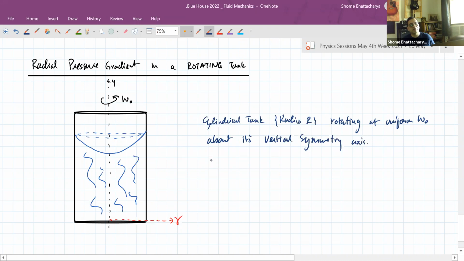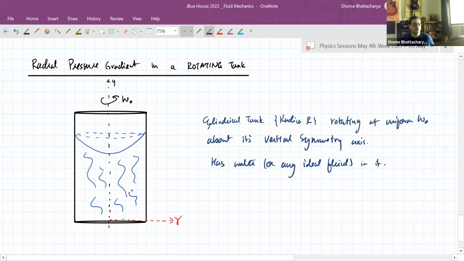Now the cylindrical tank has water or any ideal fluid in it. So we have to find the radial pressure gradient. So why is there a radial pressure gradient? Because of centrifugal force. Okay.